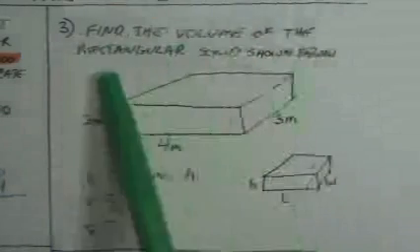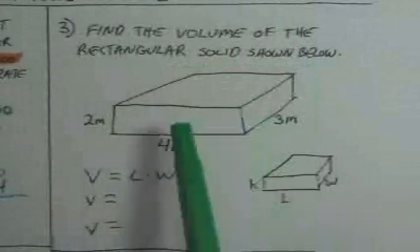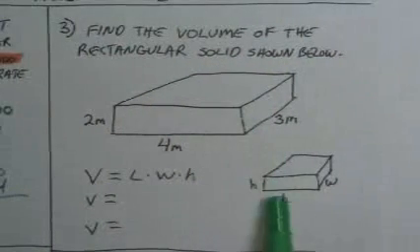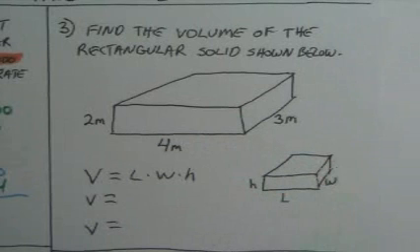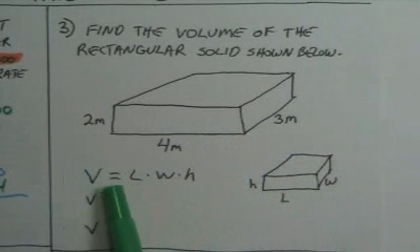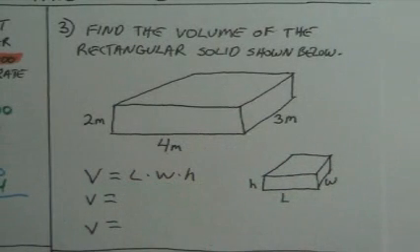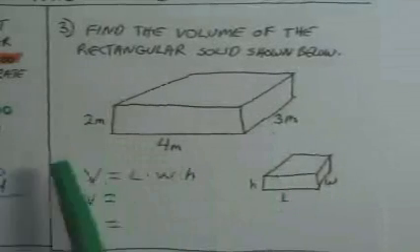Number 3, find the volume of the rectangular solid shown below. And notice on this one I put down the height, the length, and the width. And it looks like the formula, volume is length times width times height. So all we have to do is multiply all 3 numbers.